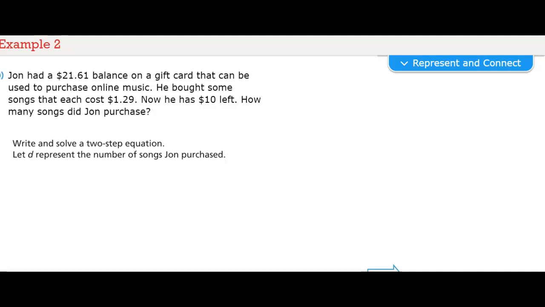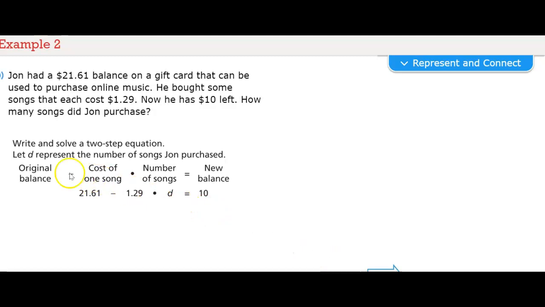Let D represent the number of songs John purchased. So we have the original balance of the gift card, minus the cost of one song times the number of songs, is equal to his new balance.